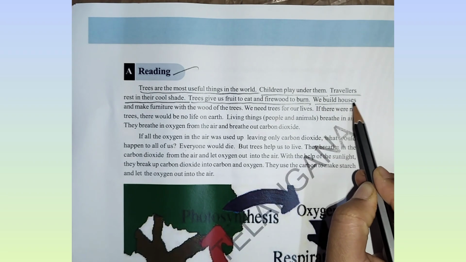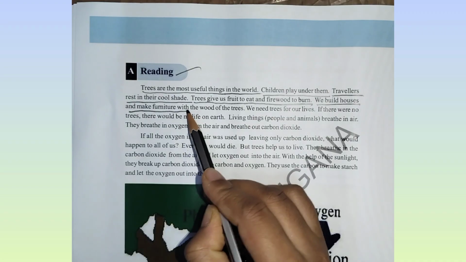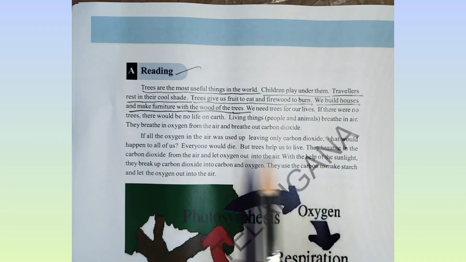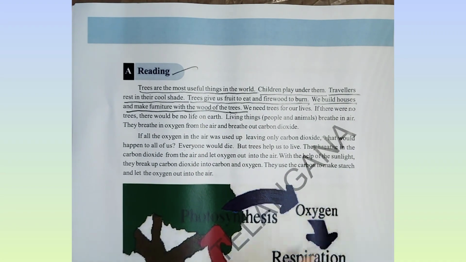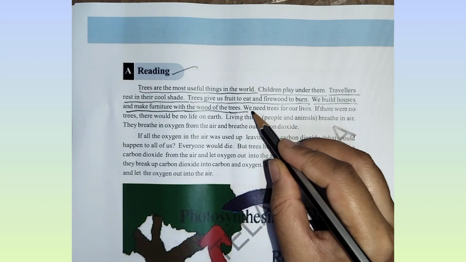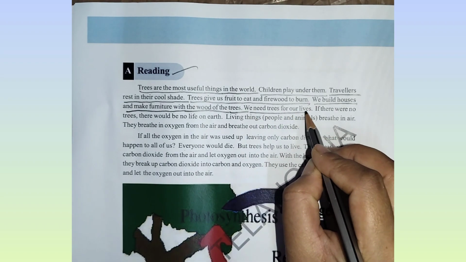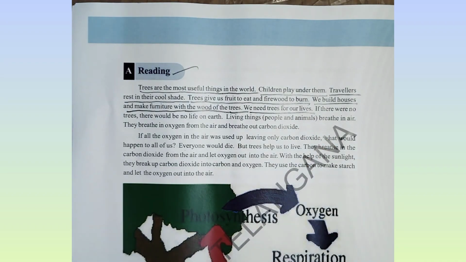We build houses and make furniture with the wood of the trees. With the wood of the trees, we used to build the furniture, and the houses also. For the construction of the house also, we need the trees' help. We need some of the wood for the construction of houses, and to make the furniture also, we need the trees. We need trees for our life. Usually for our daily life purposes also, we need our trees.